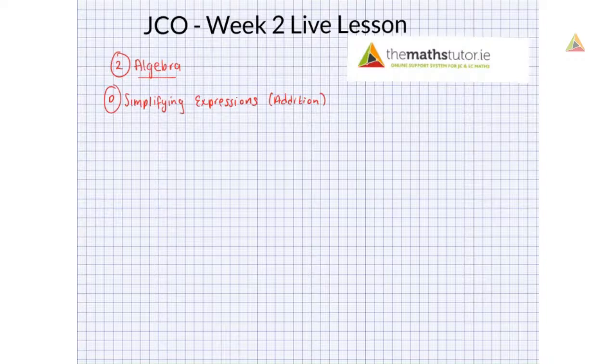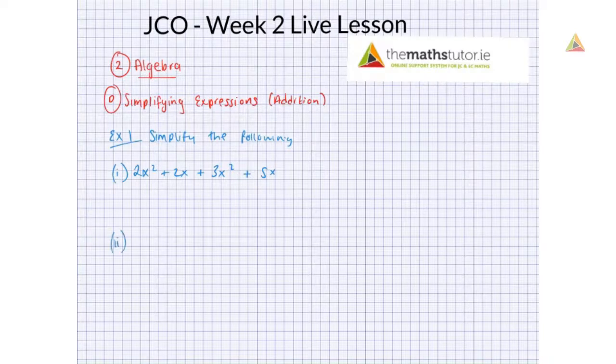Okay, so we're on to the next section now, which is simplifying expressions, and we're going to be dealing specifically with addition here. So we did a bit of this in the last lesson, but again, this is going to be a step up from that. So you'll be asked to simplify the following. So the first example there is going to be 2x squared plus 2x plus 3x squared plus 5x.